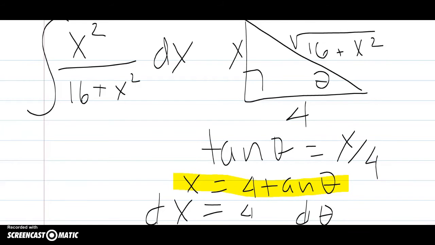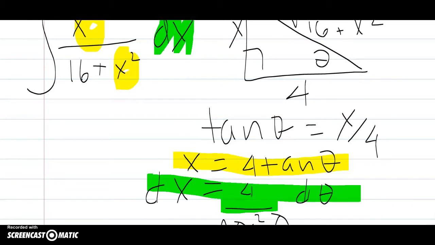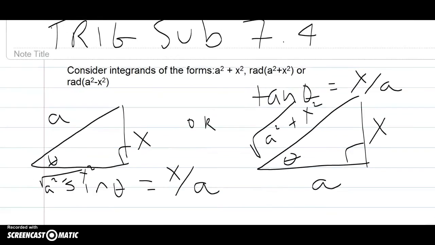My x squared will become 4 squared tangent squared of theta in the denominator as well. And then my dx is going to be the 4 over cosine squared of theta, right? And all of the x squareds, I'm going to replace using the relationship that x is 4 tangent of theta. Let's try that and see what happens.